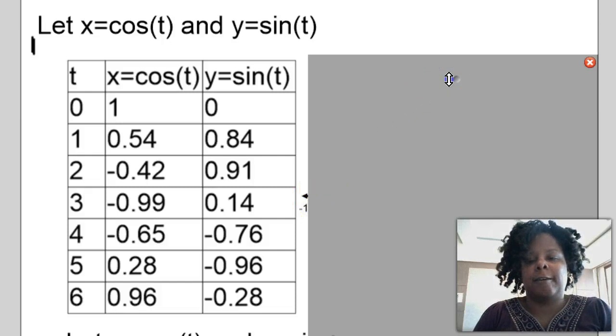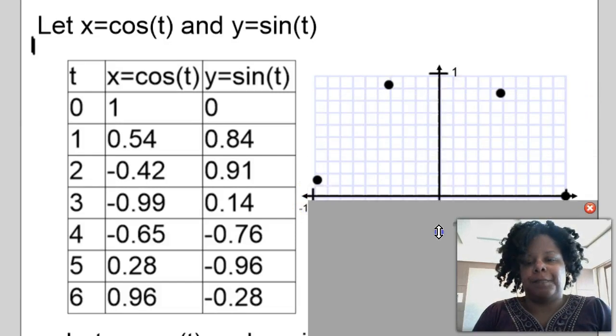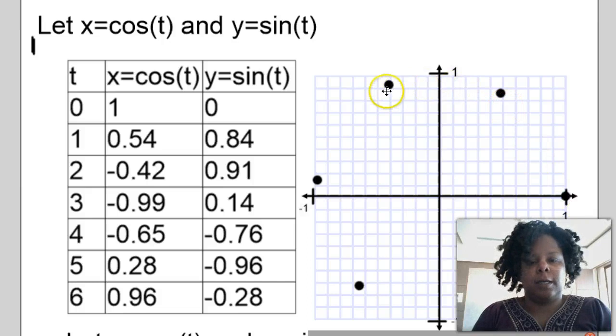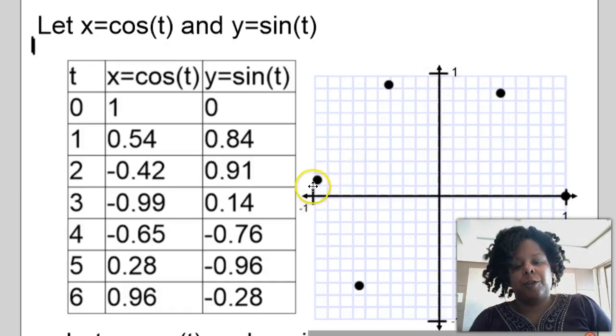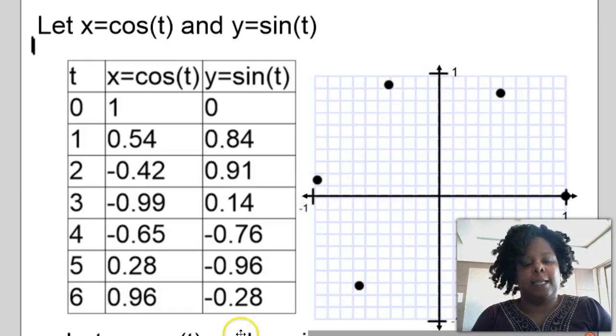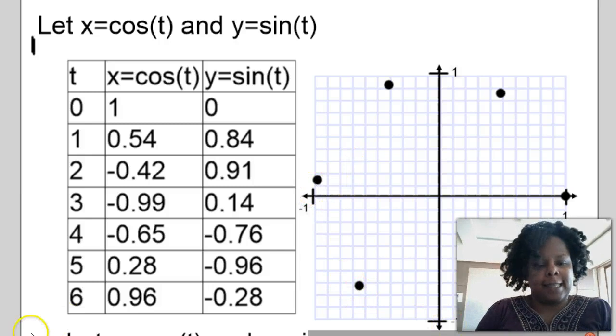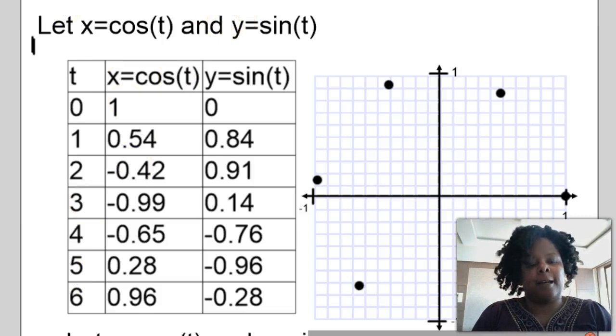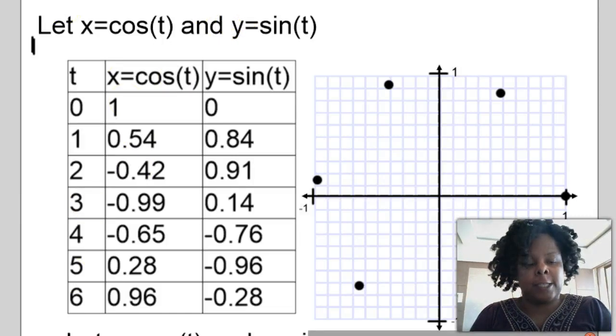Well, let's take a look at the graph. It looks very much like a circle, where here represents time 0, this represents time 1, this represents when time is 2, 3, 4, 5, and 6. Well, why is that the case? Why is the relationship of this parametric equation representing that of, it looks like to be a circular motion?